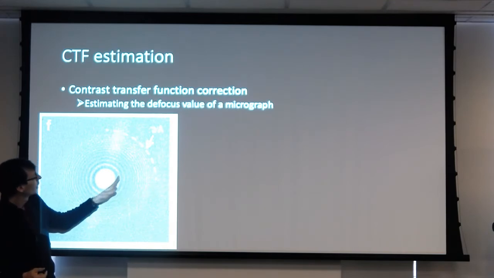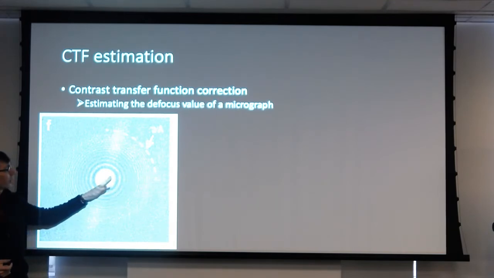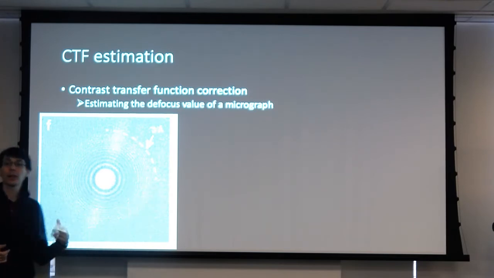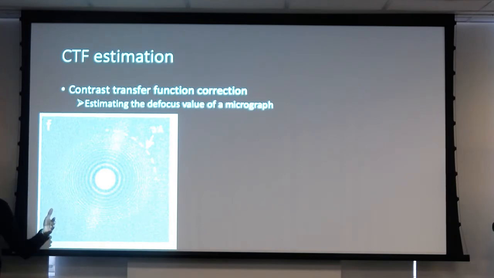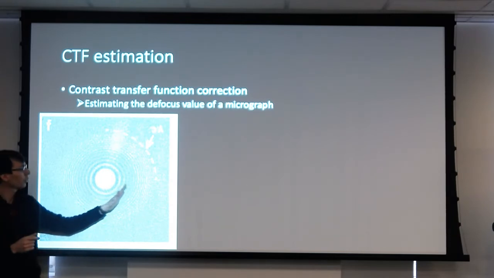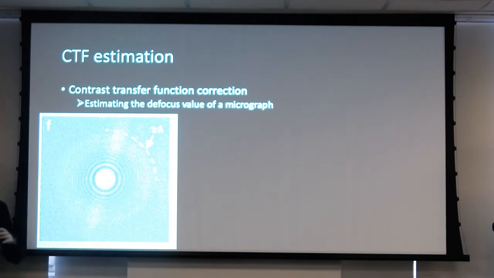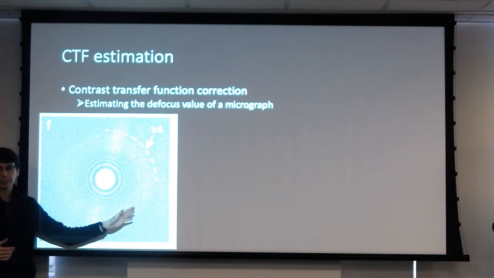Okay, so you can basically take advantage of those oscillations to figure out, because how spaced they are depends on the contrast transfer function, and is mostly due to the defocus value. So the defocus value is going to change how wide those oscillations are. And so you can fit a model of the contrast transfer function with different values of your defocus and see which one will fit that data the best.